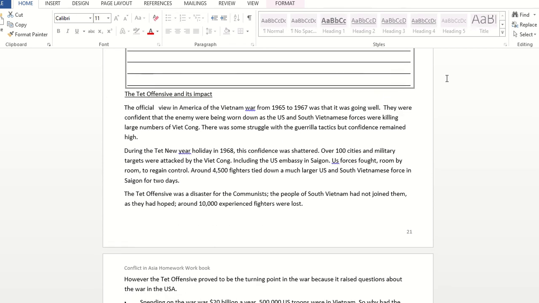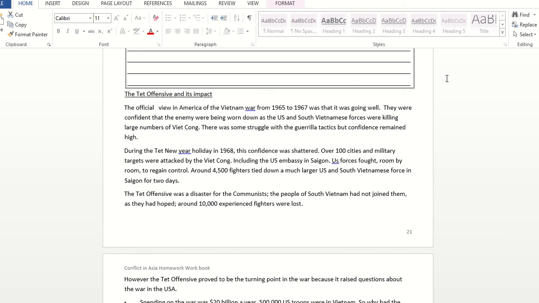The other turning point was the Tet Offensive. Now this took place during a brief truce between the Americans and the Vietcong. This was over the Tet New Year holiday, celebrated in Vietnam. During this truce, the Vietcong launched a surprise attack on the Americans and targeted 100 specific cities and military targets. They expected the people to rise up against the Americans and South Vietnam's government, specifically Diem. But they didn't.